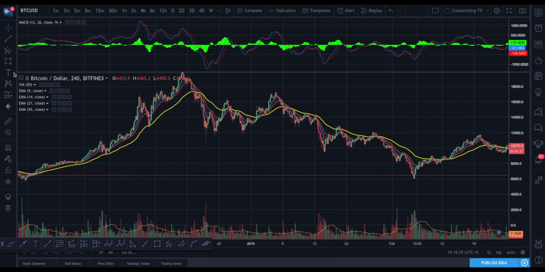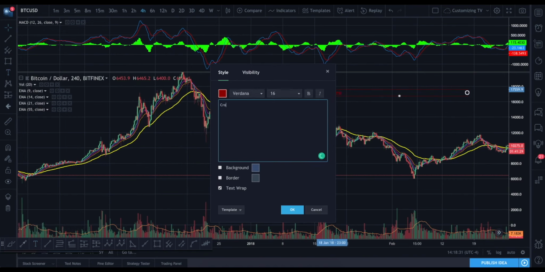So let's write this down. Crossover strategy: buy when there is a crossover on the negative side as low as possible. Sell when there is a crossover on the positive side as high as possible.